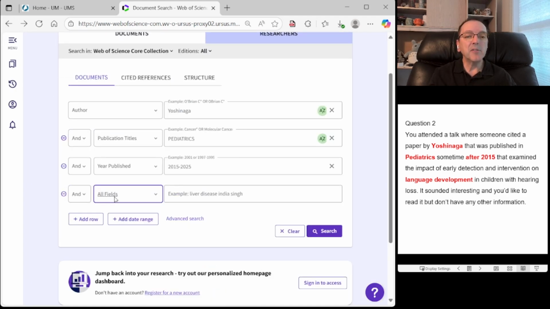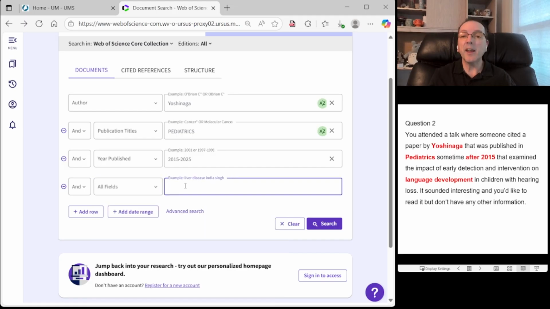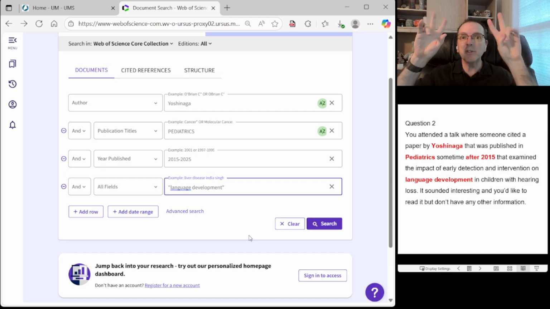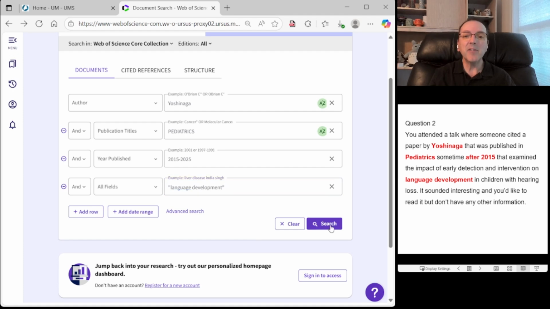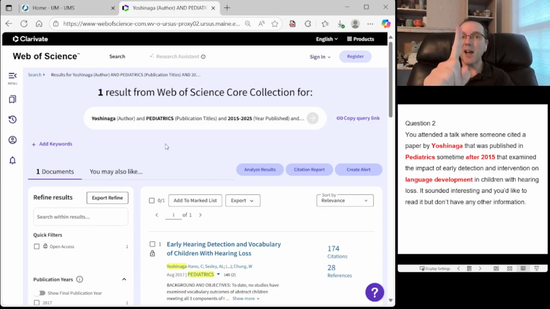Let's see what happens if we put in any field, kind of the same thing, and it's the same issue. You want to be careful. Language development. So we'll say, let's limit those 4 to any that specifically talk about language development. But again, maybe Yoshinaga said language acquisition or language growth, in which case this wouldn't work. So kind of, again, keep that in mind. But let's see if that works. And we'll search. And now we've just got one.